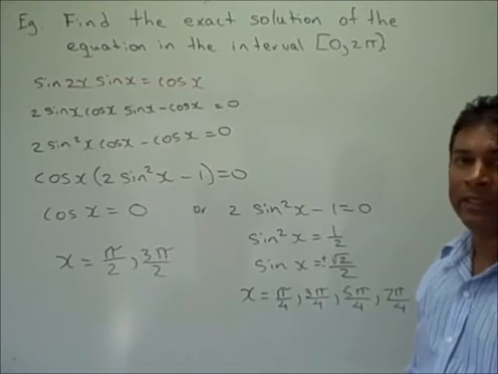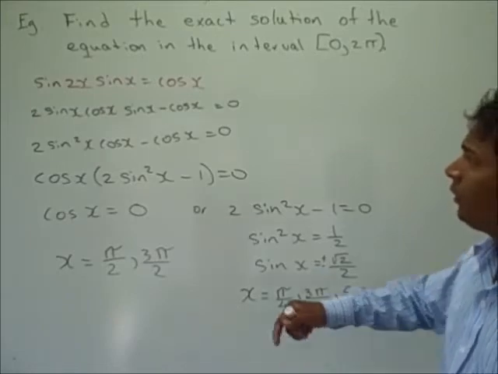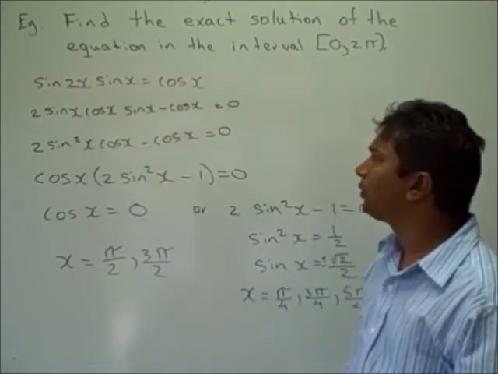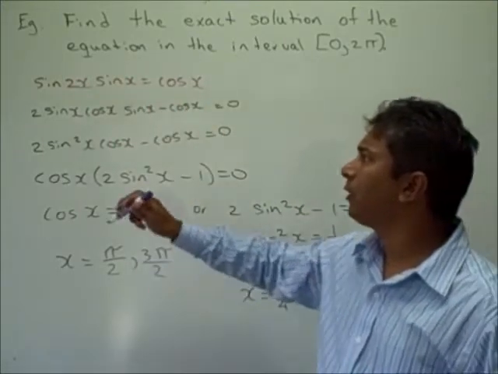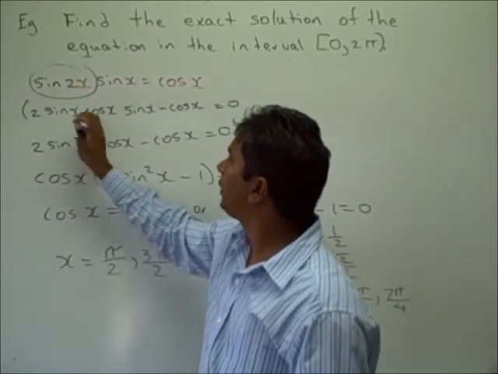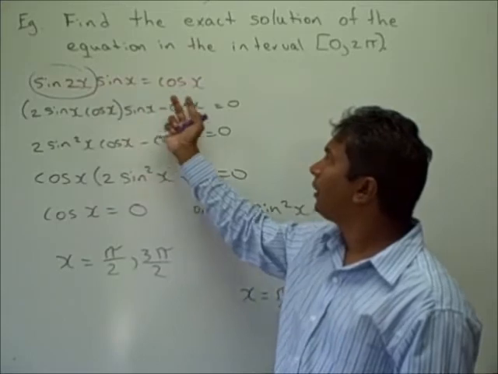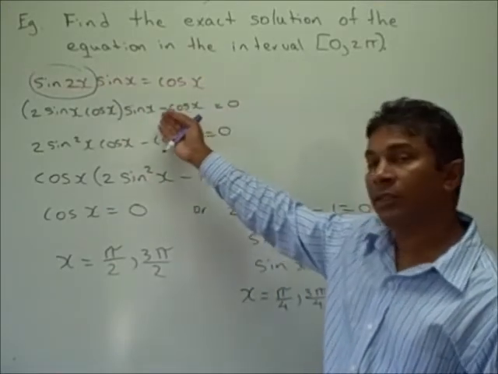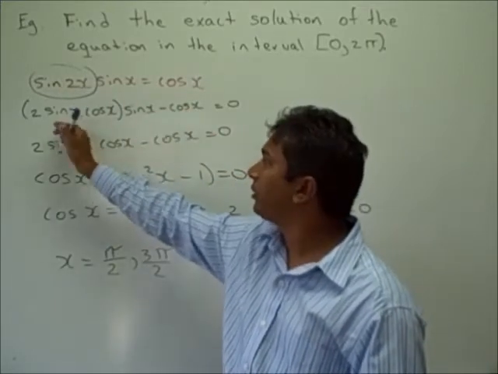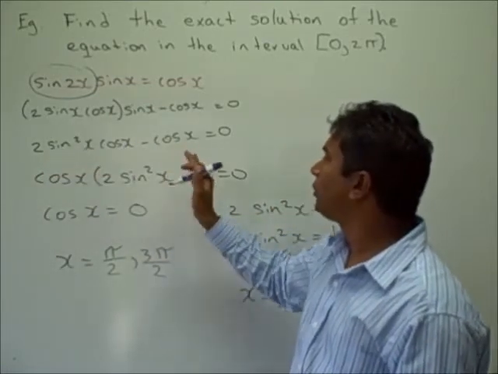Now we'll be looking at a few examples of using our double angle identities to solve equations. In our first example, we have sine of 2x times the sine of x is equal to cosine of x. So here we have our double angle sine of 2x, which is equal to 2 sine x cosine x. So this becomes 2 sine x cosine x times sine x. And if we subtract cosine x from both sides, we get negative cosine x on the left side. If we simplify this, we can multiply the sine x by sine x. So this becomes 2 sine squared x times cosine x minus cosine x is equal to 0.